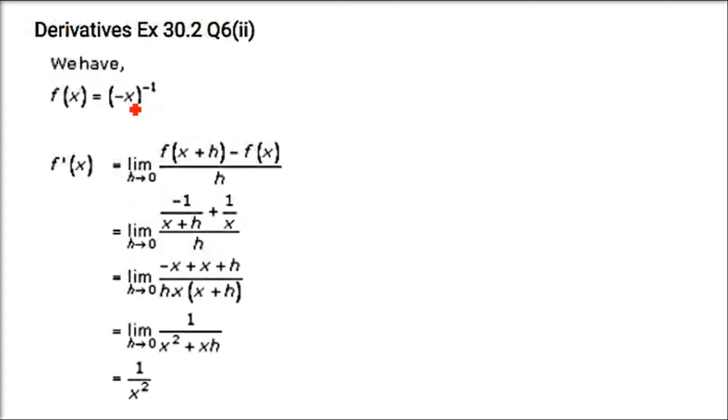Now next is minus x raised to the power minus 1. So anything to the power minus 1 is 1 by that thing. So x raised to minus 1 is 1 by x. So this is minus x raised to the power minus 1. It's simply 1 by minus x, that is minus 1 by x only. This is minus 1 by x.